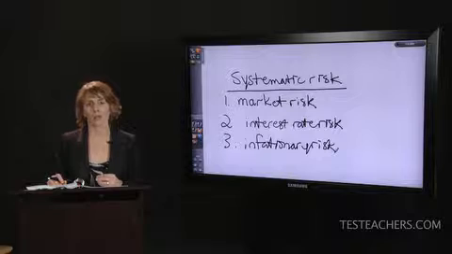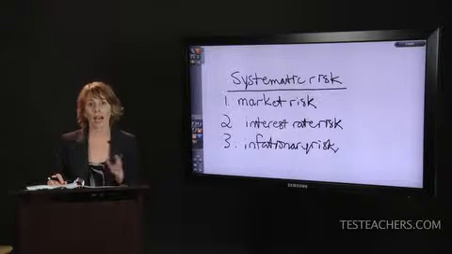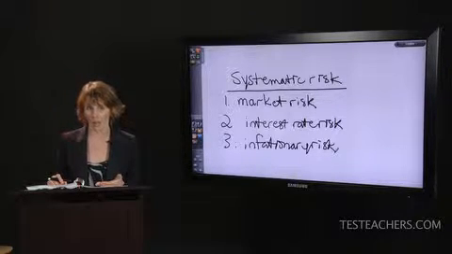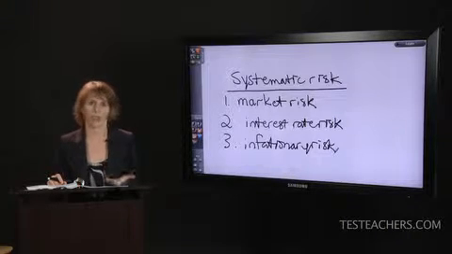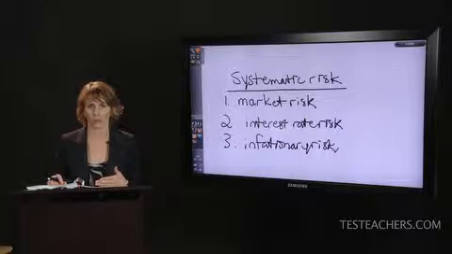But as we mentioned before, if the Federal Reserve should meet and decide to lower interest rates, that appears bullish to the stock market. So the stock market likes it when interest rates are lowered or when interest rates are low. So interest rate risk is a type of systematic risk.